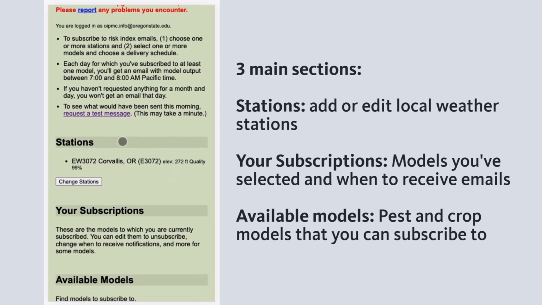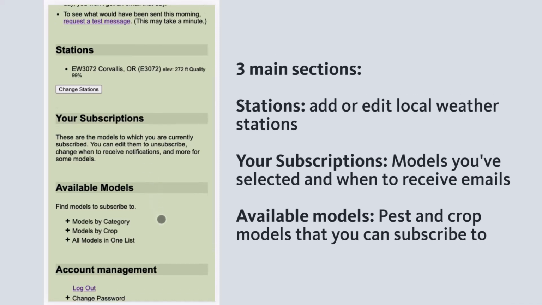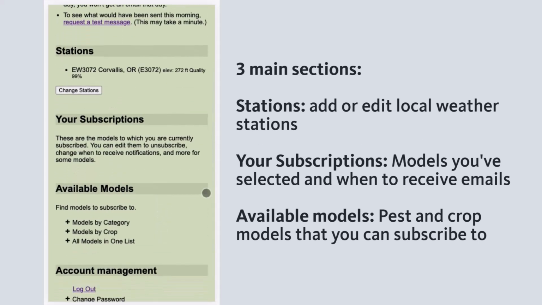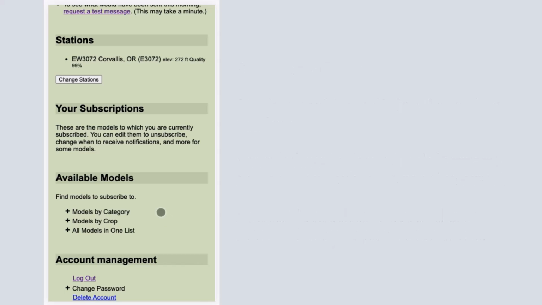There's the stations page, which is where you'll select or remove weather stations that you want to use for the models. There's the subscription page that, once we add some, you'll see the subscriptions and the schedules that you've set up. And then at the bottom, there's available models. This is where you'll find the different models to subscribe to. This includes insect pests, invasive pests, diseases, weeds, and also some crop time models. And finally at the bottom, there's account management, where you can log out, change your password, or get rid of your account if you'd like.